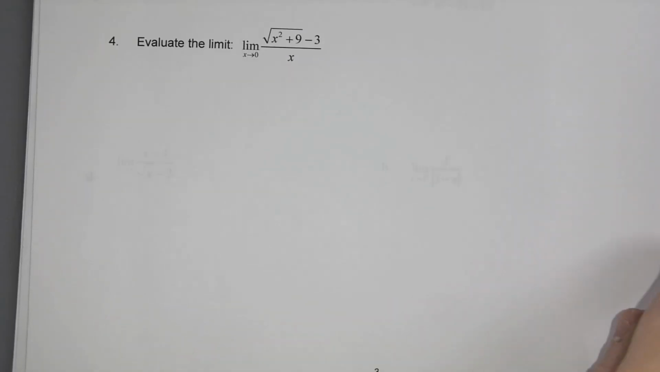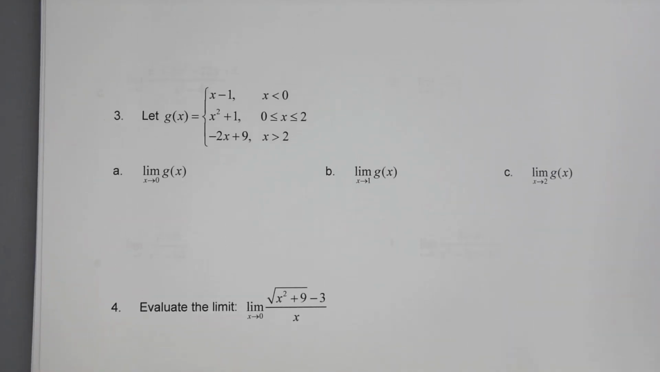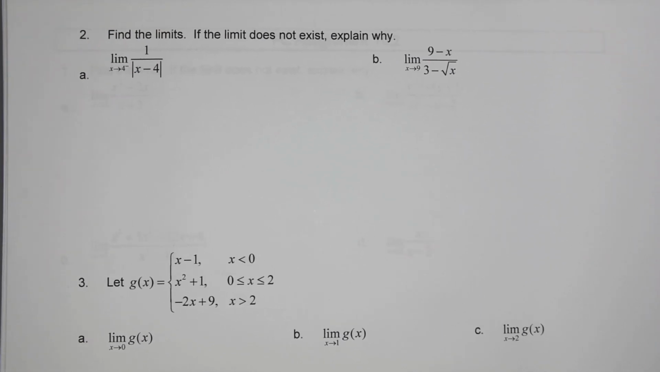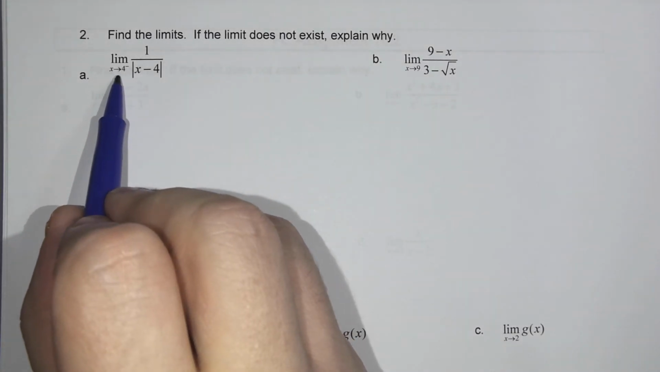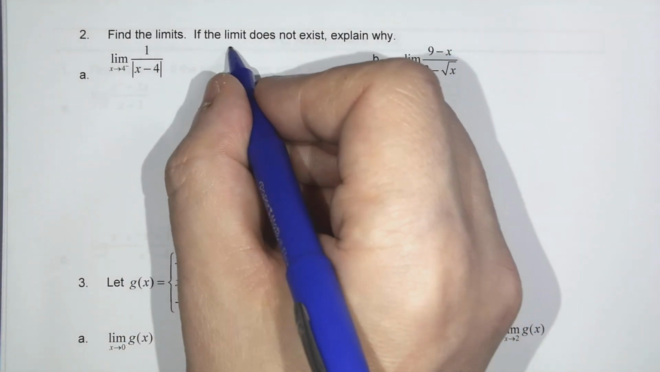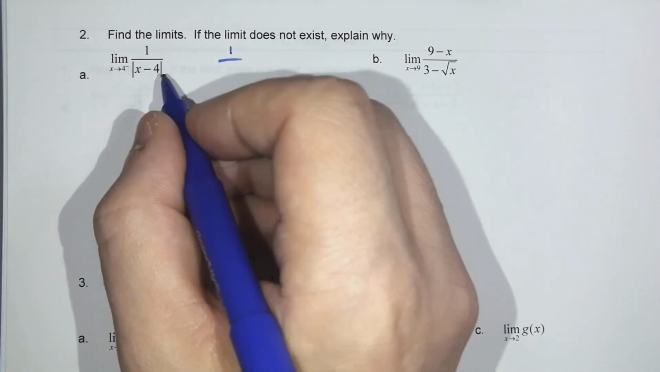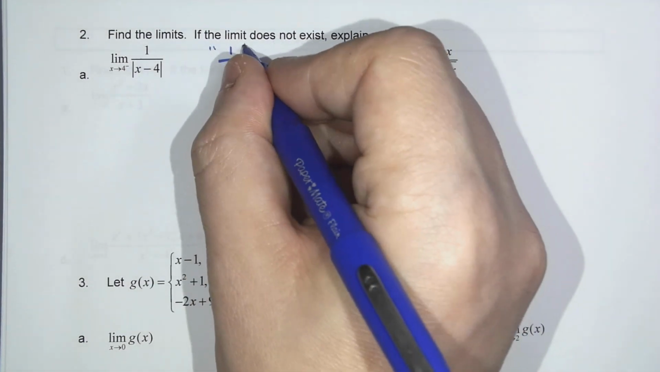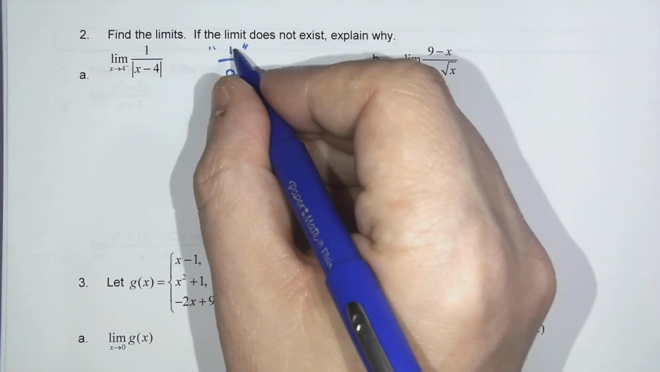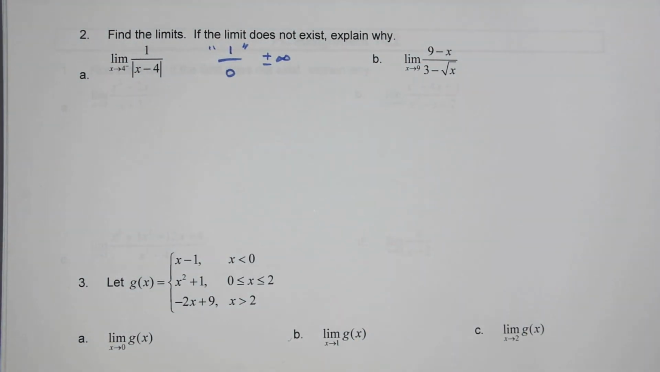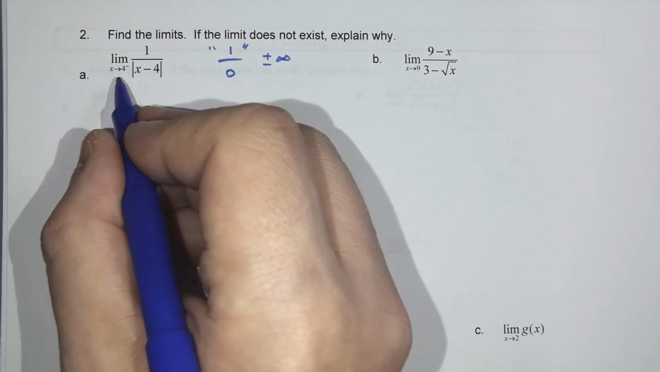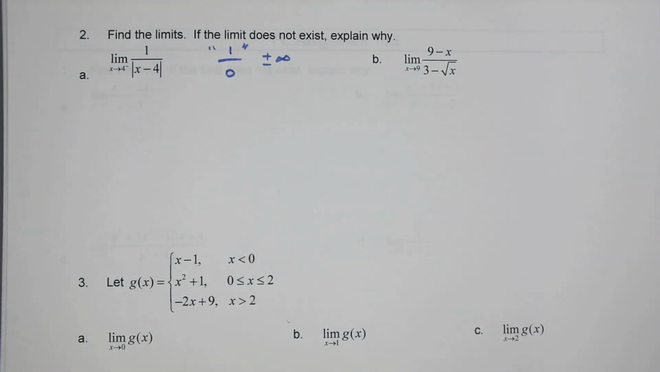Moving on to the second page, let's find the limits or explain why they don't exist if they happen to not exist. We are approaching 4 from the left. Numerator is 1, denominator is 4 minus 4, which is 0, and the absolute value of 0 is 0. So this is undefined. It is either plus or minus infinity. It's an asymptote. So, is it positive infinity or is it negative infinity?